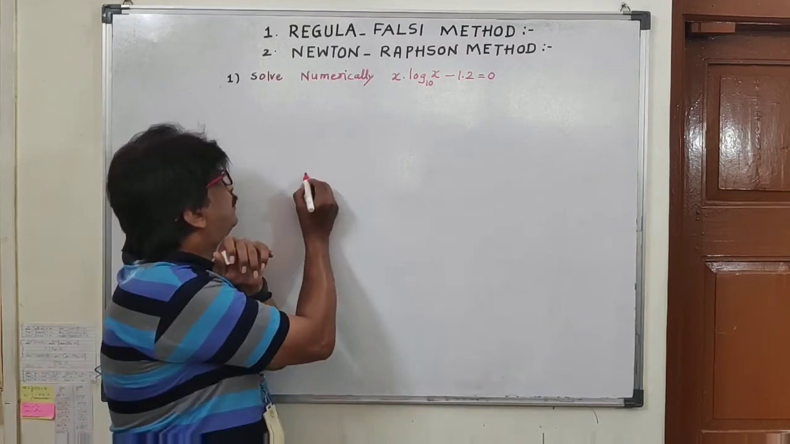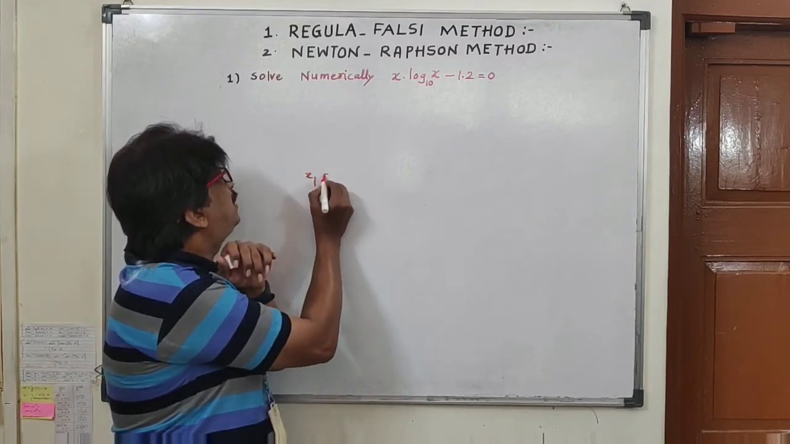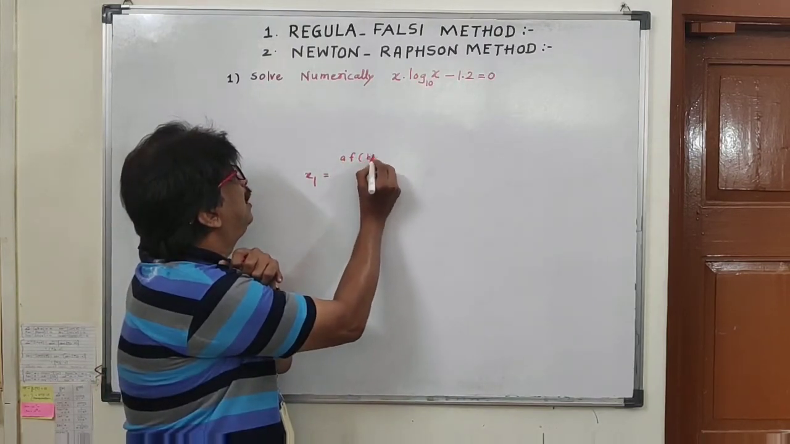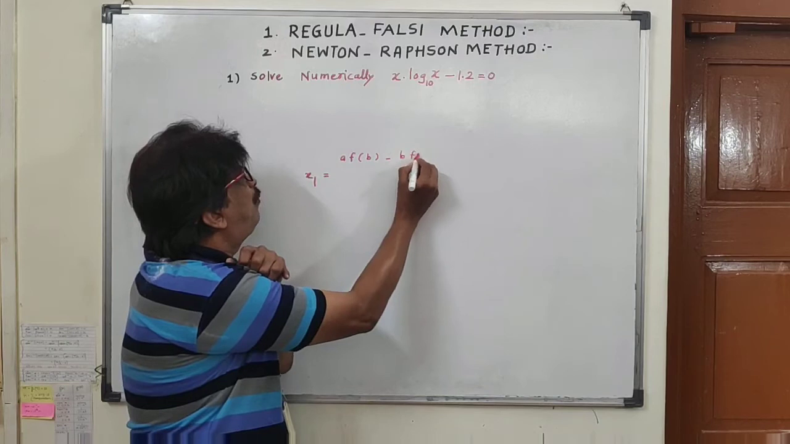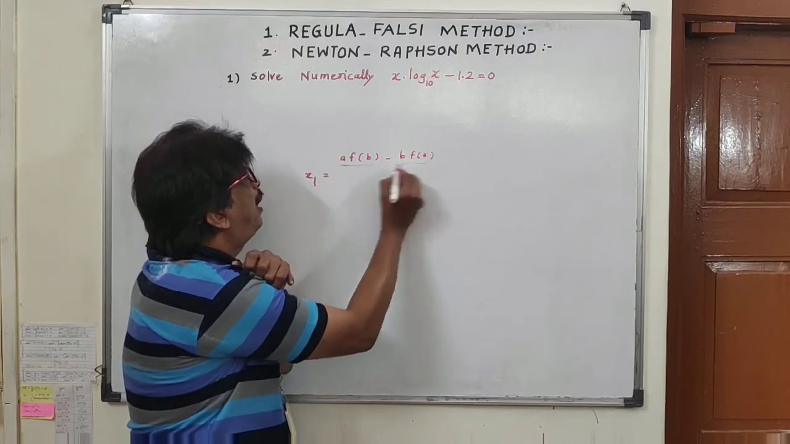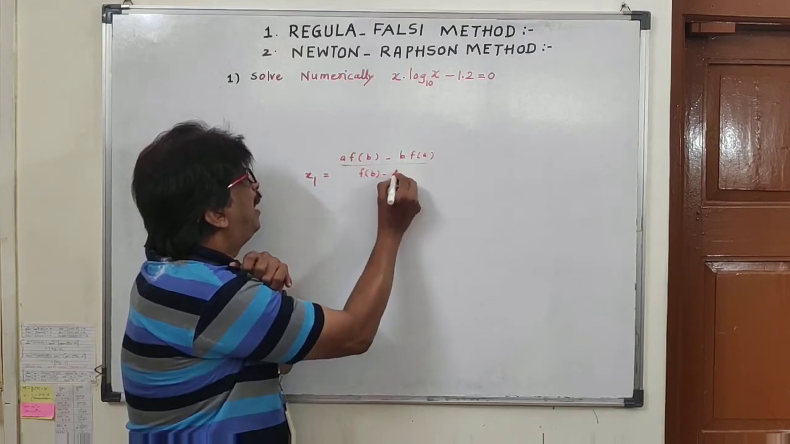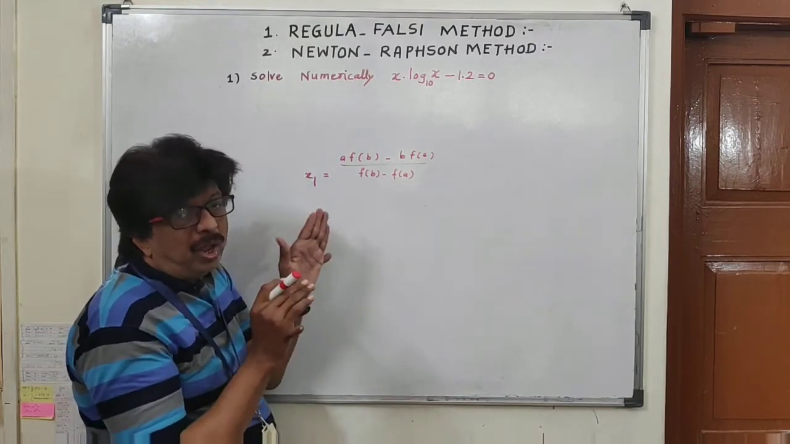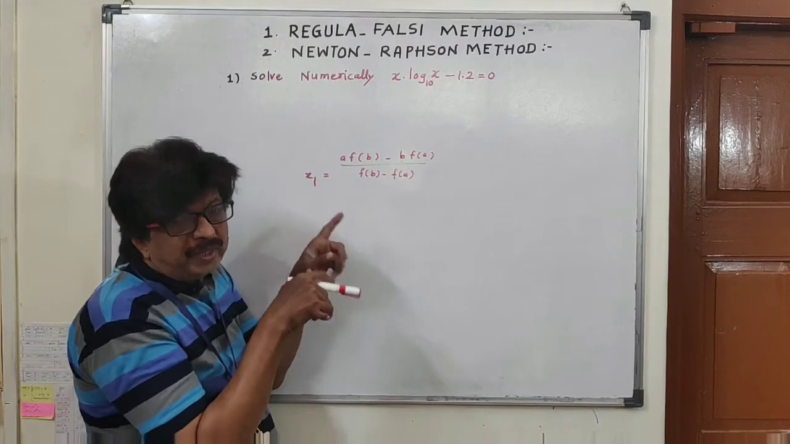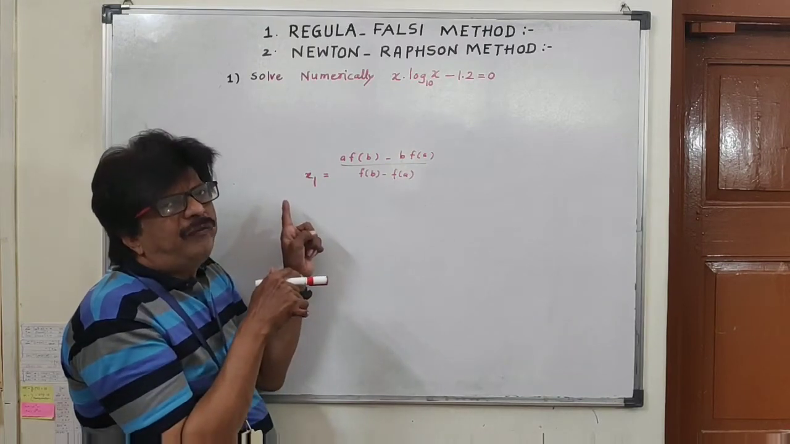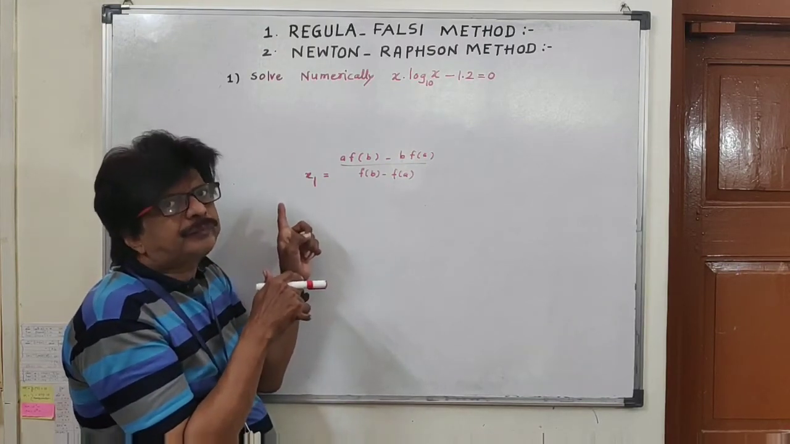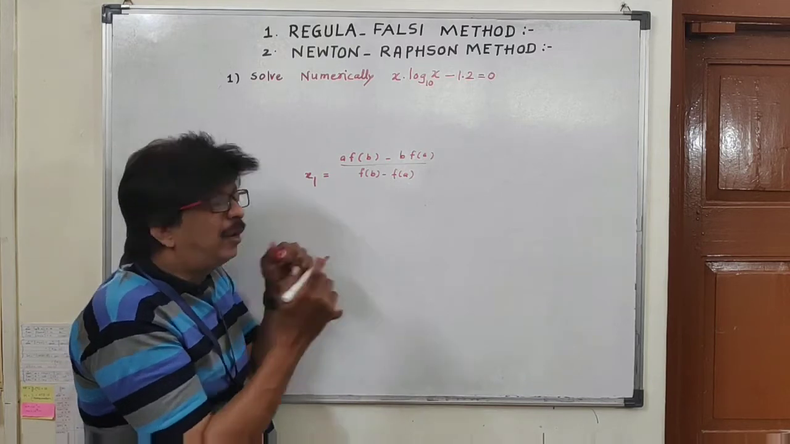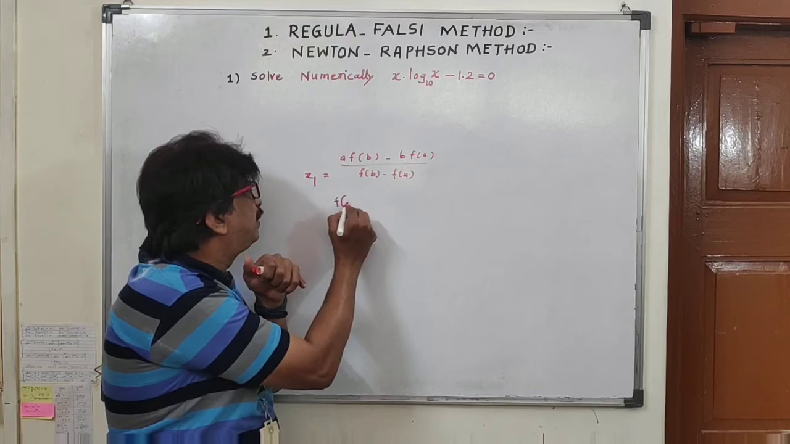The value x1 is determined by a into f of b minus b into f of a, upon f of b minus f of a. This formula is called the regula falsi formula. This gives me the value of x1. After finding x1, find the value of f of x1.